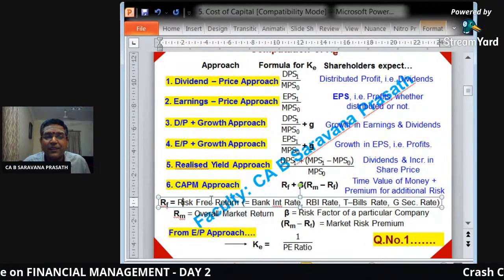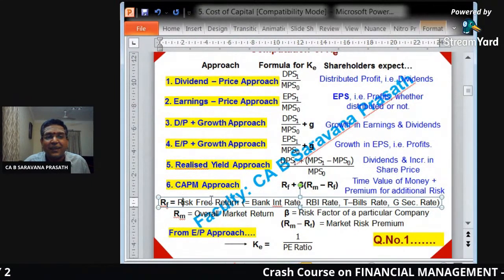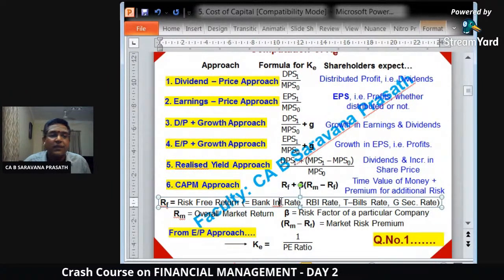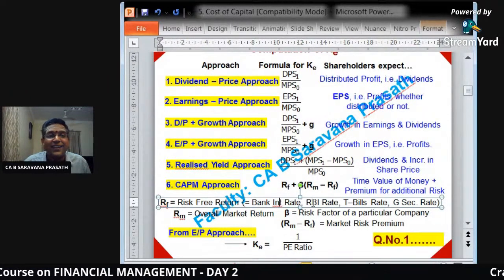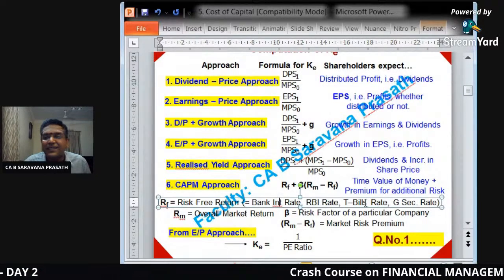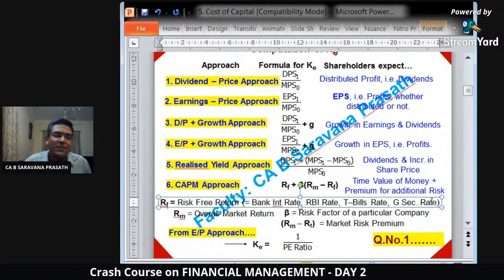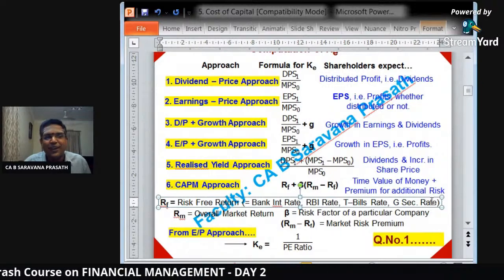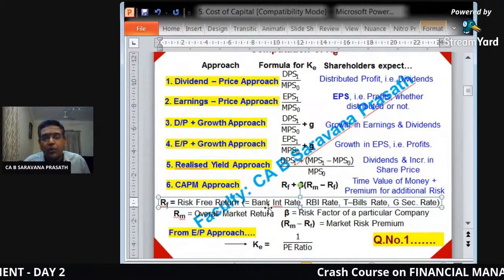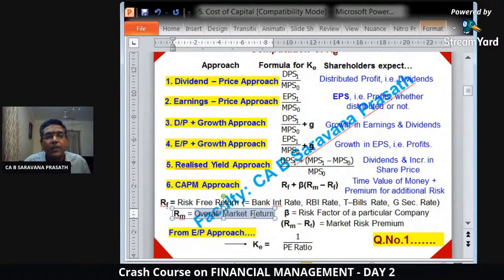And in my example, the 5.5 percentage is nothing but risk-free return. It might be bank interest rate. Sometimes the question might say it is Reserve Bank of India rate. Sometimes Treasury bills rate, government securities rate. Any one of these words might be given in the question just to help you understand that it is risk-free return. Now, the share market gives an overall return of 20%.